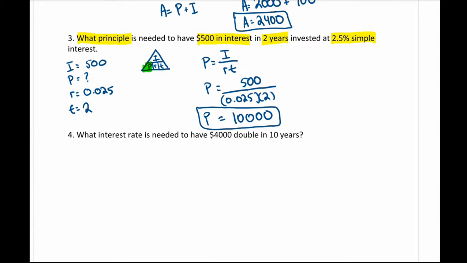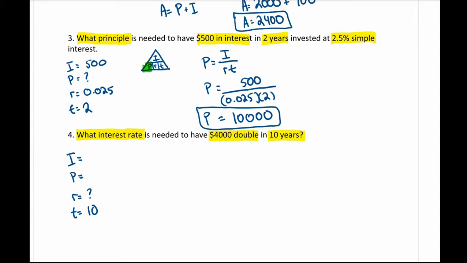4. What interest rate is needed to have $4,000 double in 10 years? So again, it doesn't say simple interest, but we can assume it does, and we'll see once we get to compound interest why that's the case. So again, we know we're dealing with I, P, R, and T. We're looking for the interest rate, so that's what we're looking for. Needed to have $4,000 double in 10 years. So we know our T, or time, is 10.